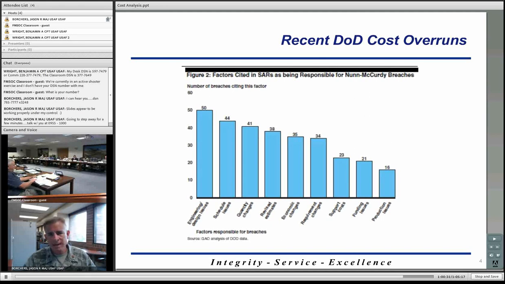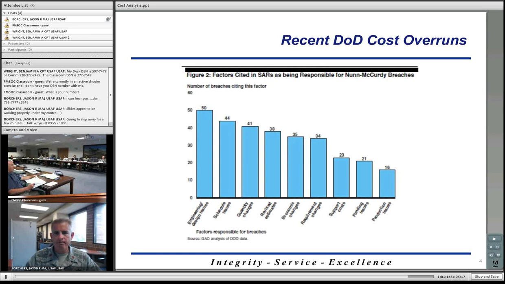Well, first of all, it stemmed from non-McCurdy breaches. So before these programs were canceled, there was one or more non-McCurdy breaches that actually occurred first. And those non-McCurdy breaches were due to a number of factors. It could be engineering design issues. Maybe there was something wrong or something that wasn't captured when we initially looked at the design of the program. Could be schedule issues, quantity changes, revised estimates. I'm just going down the list of what was listed on that chart.